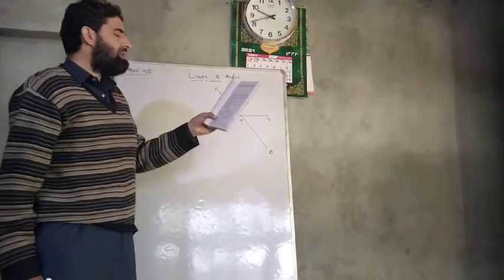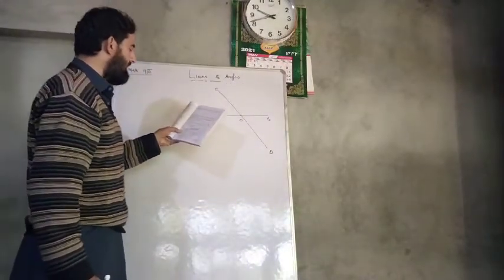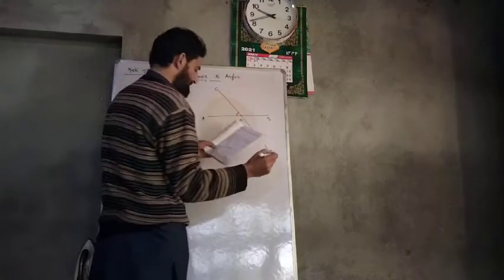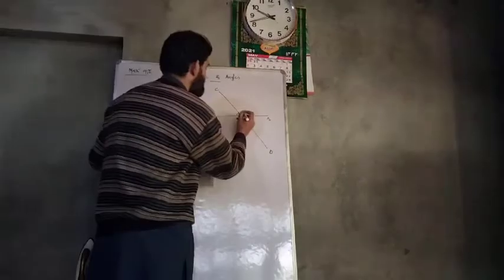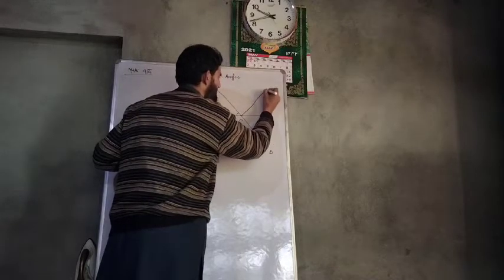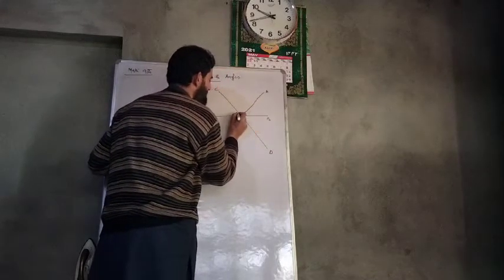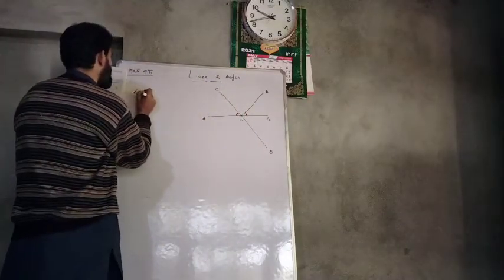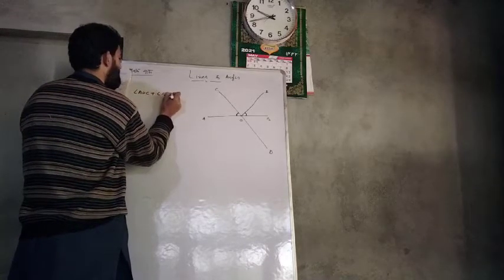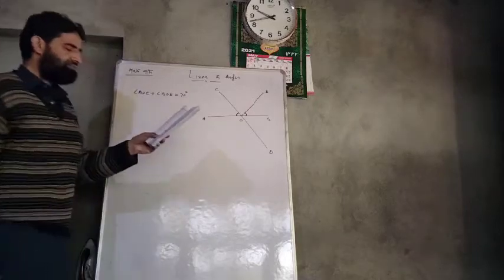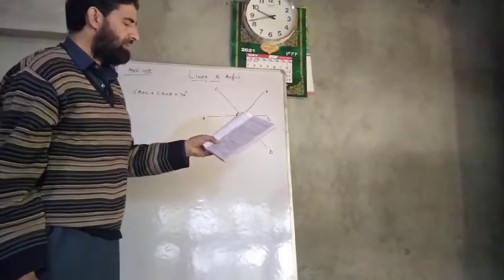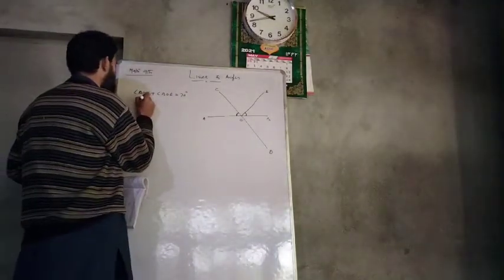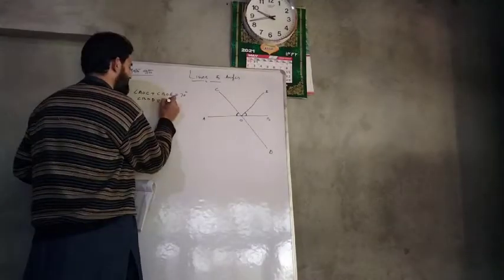If angle AOC plus angle BOE, this angle plus this angle, is equal to 70 degrees, and angle BOD is equal to 40 degrees. This is given.